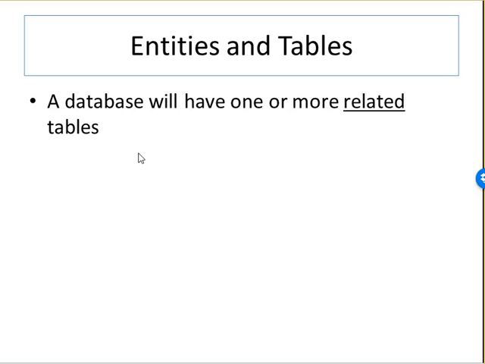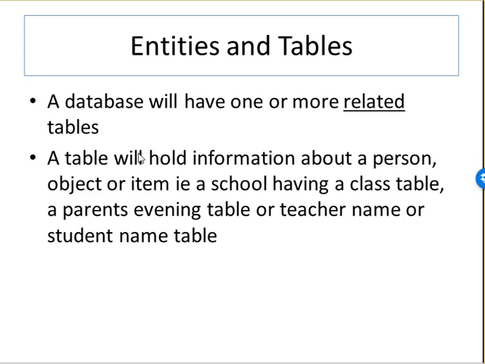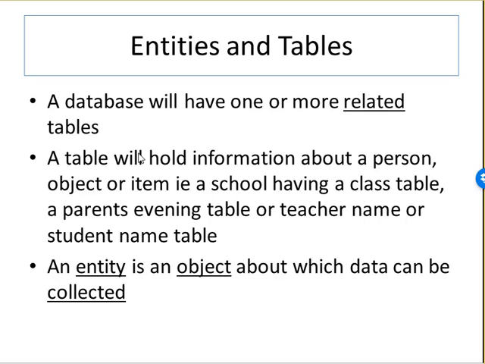So, entities and tables. A database will always have, if it's a relational database, one or more related tables. So for example, a school database might have tables for student, it might have tables for teacher, it might have tables for parents. These tables will be related somehow. A table will hold information about the person, as I've just summarised. An entity is an object about which data can be collected.